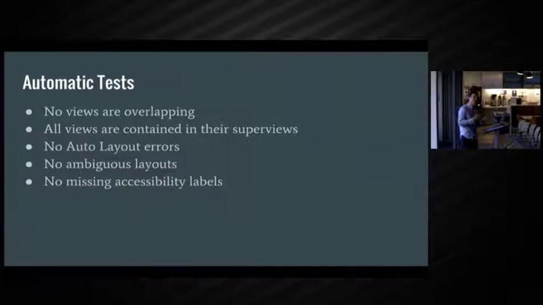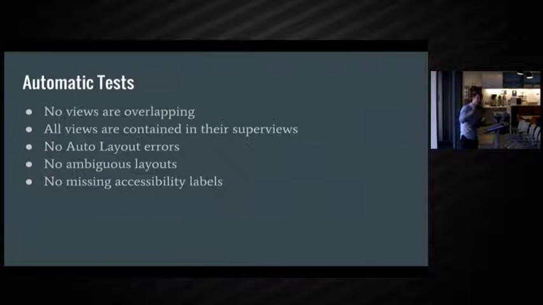Because there's a bunch of automatic tests that layout test is going to run on all of your views. First, it's going to make sure that no views are overlapping. It's also going to make sure that all views are contained within their superviews. It makes sure that there are no auto layout errors. These are the errors you see printed out to the console when you have impossible constraints. It makes sure there's no ambiguous layout. And then it also does some basic accessibility checks.